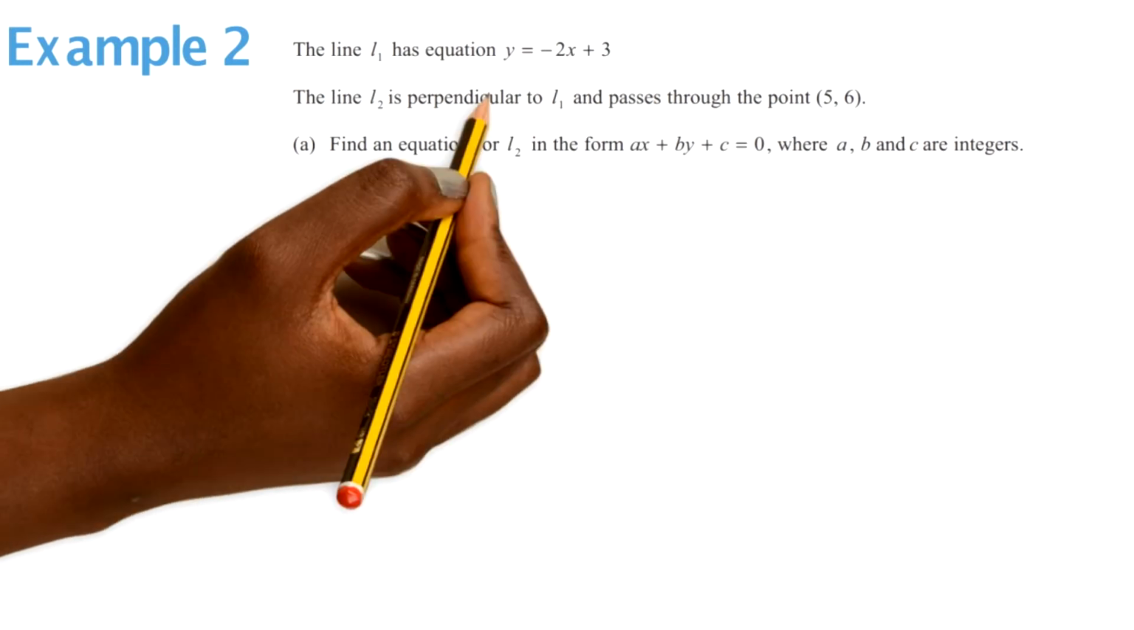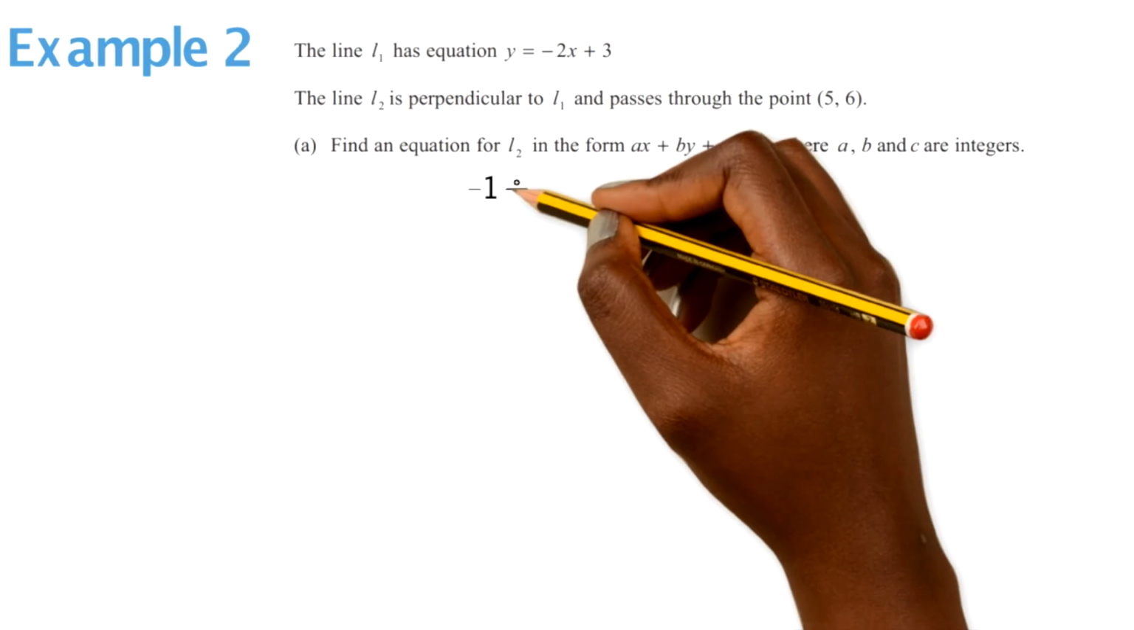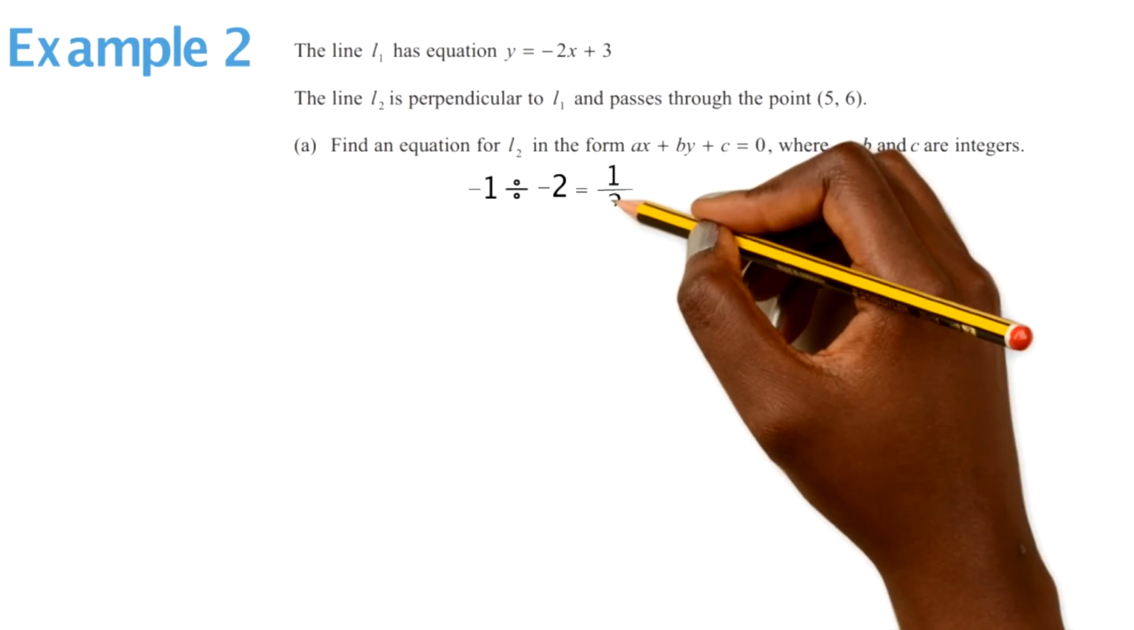Example 2. In this case, it's given us the equation for line 1 and wants us to work out the equation of line 2. So same method as before. We've been given that the gradient of line 1 is -2, so we're going to do -1 divided by -2, and that should leave you with an answer of 1/2. So now that we have that 1/2, we know that the gradient of line 2 is 1/2.